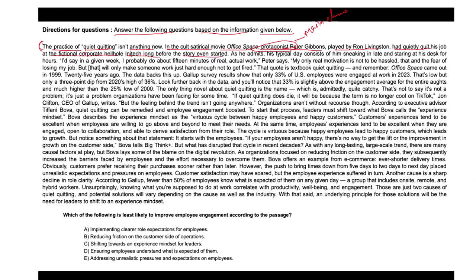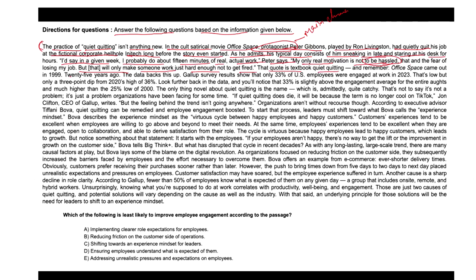As he admits, his typical day consists of him sneaking in late and staring at his desk for hours. "So I would say in a given week, I probably do about 15 minutes of real, actual work." Peter says, "My only real motivation is not to be hassled, right? That and the fear of losing my job." But that will only make someone work just hard enough not to get fired. That quote is textbook quiet quitting.